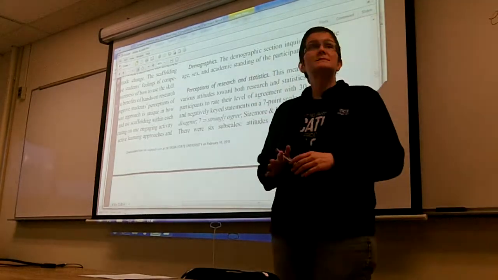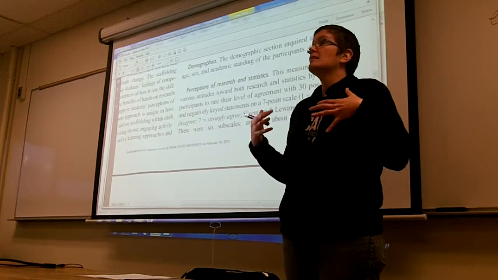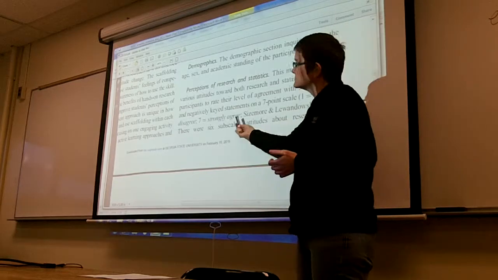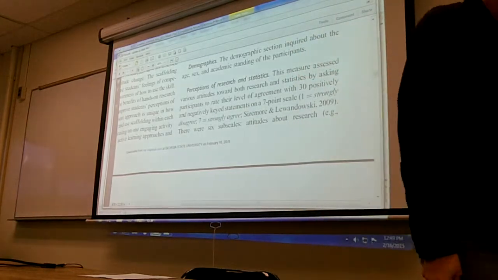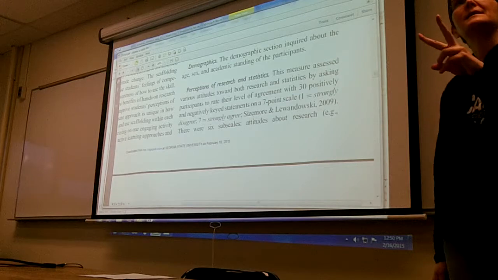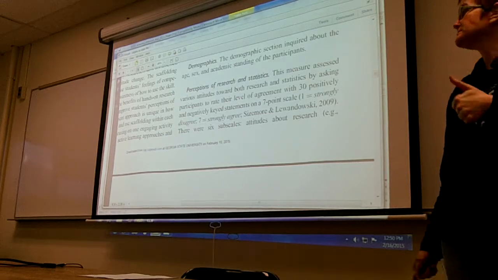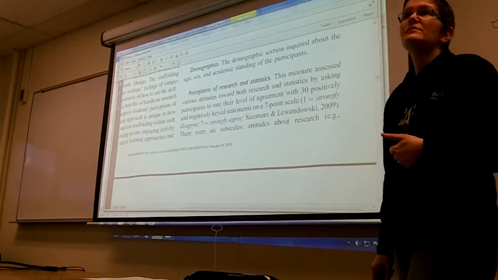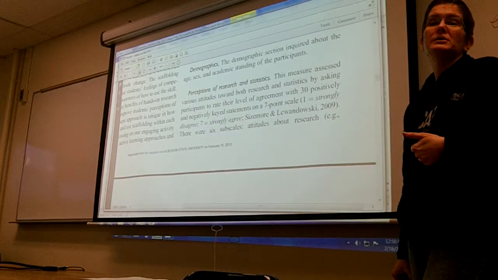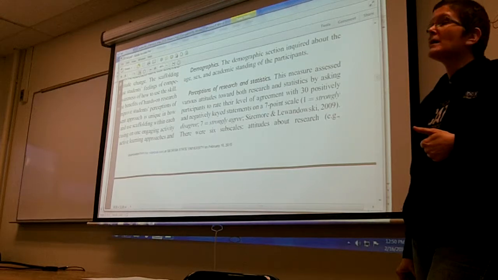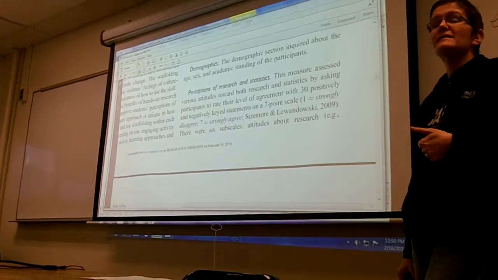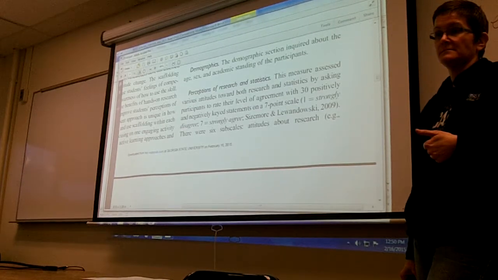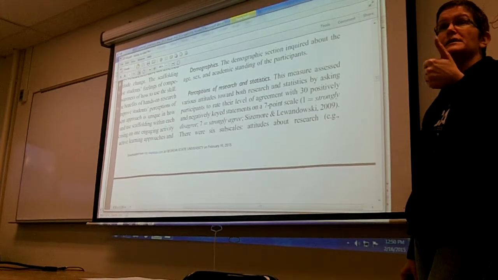But the thing that really jumps out at me with regard to this is this right here. What is that? A citation. That citation tells us two important things. The first thing is that these 30 positively and negatively keyed statements on a 7-point scale are previously published. That means that they've already been peer-reviewed and people in the field have already said they're reasonable questions for doing this kind of thing.